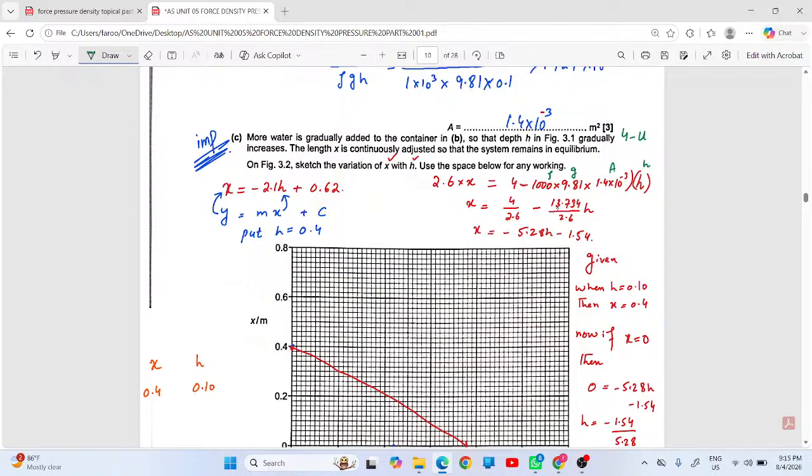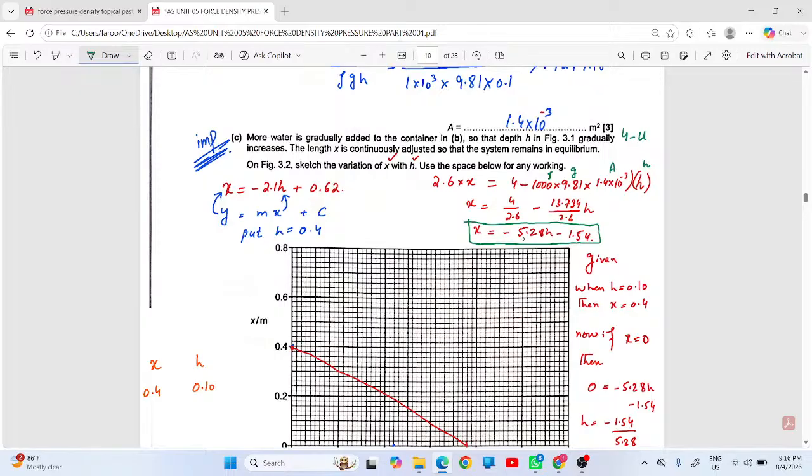जी ये देखें, ये मैंने लिखा था 13.734. Now 2.6 will be divided with both terms. इसी 13.734 को 2.6 से डिवाइड कर दें. हाँ जी, so this is the equation that gives the relation between x and the h. क्लियर है?